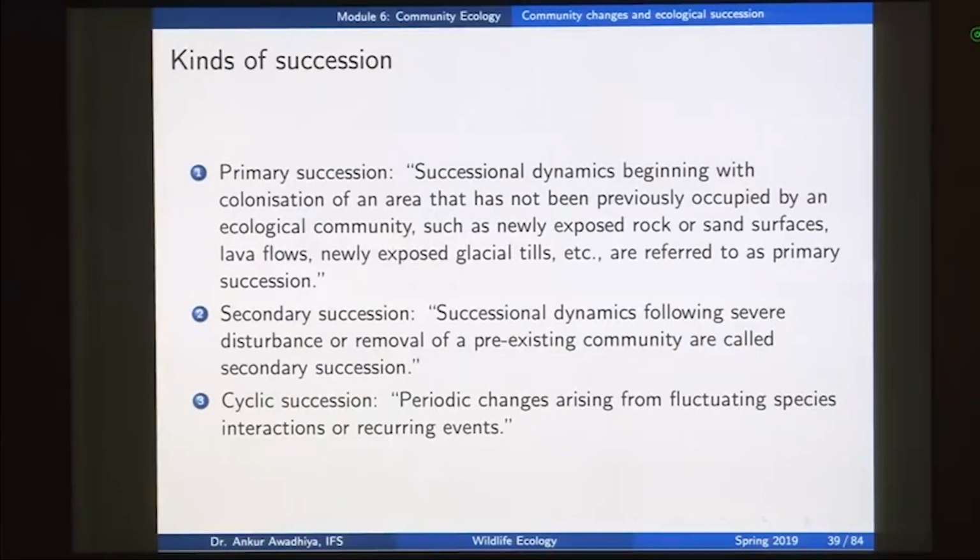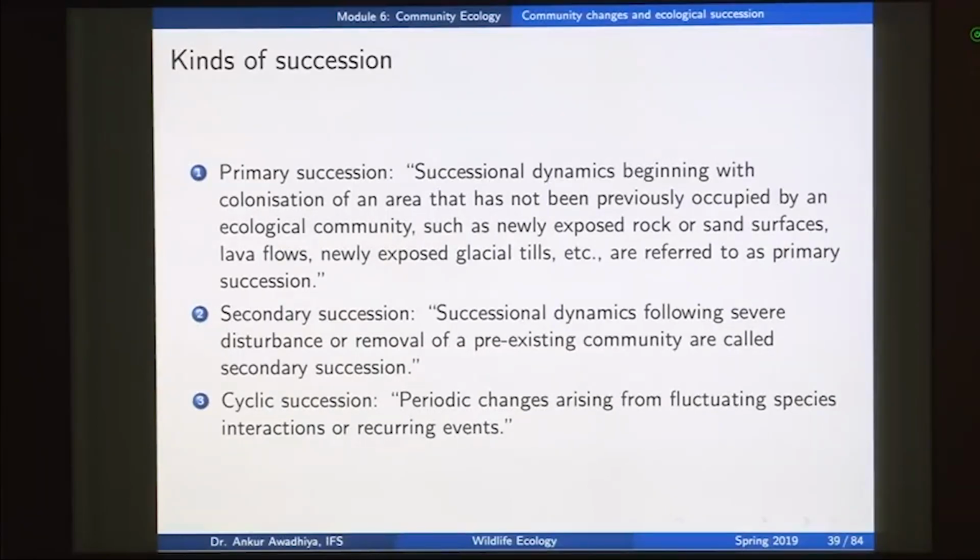Now, we have talked about succession. Now, let us look at the kinds of succession. There are three different kinds of succession. The first one is called primary succession. Successional dynamics beginning with colonization of an area that has not been previously occupied by an ecological community, such as newly exposed rock or sand surfaces, lava flows, newly exposed glacial tills, etc. are referred to as primary succession. Now, in the case of a primary succession, it begins with an area that never had an ecological community beforehand, such as the bare rock situation that we just saw.